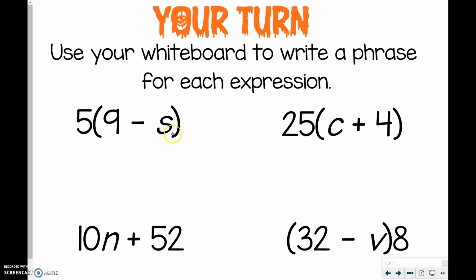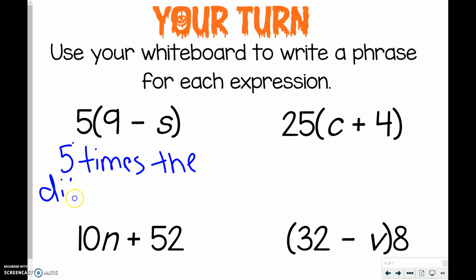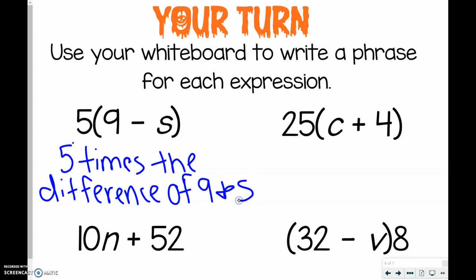So here's this first one. I notice there's parentheses, so that should signal to you that you're going to need to say the sum of or the difference of. So since this is subtraction, we need the difference of. So we're going to say 5 times, okay, the difference of 9 and S. So give me a second to write that, and I'm sorry if my writing doesn't look very nice. So 5 times the difference of 9 and S. Okay, take some time to type that if you're doing that. If you need to pause, feel free.